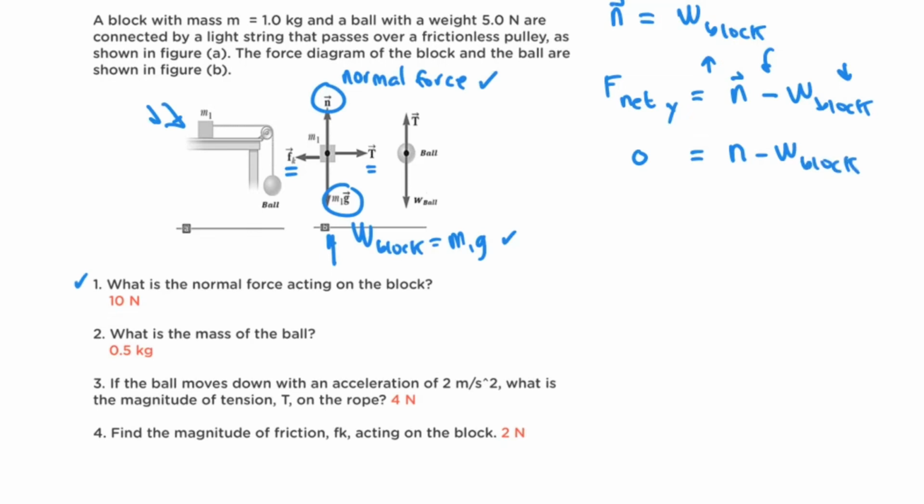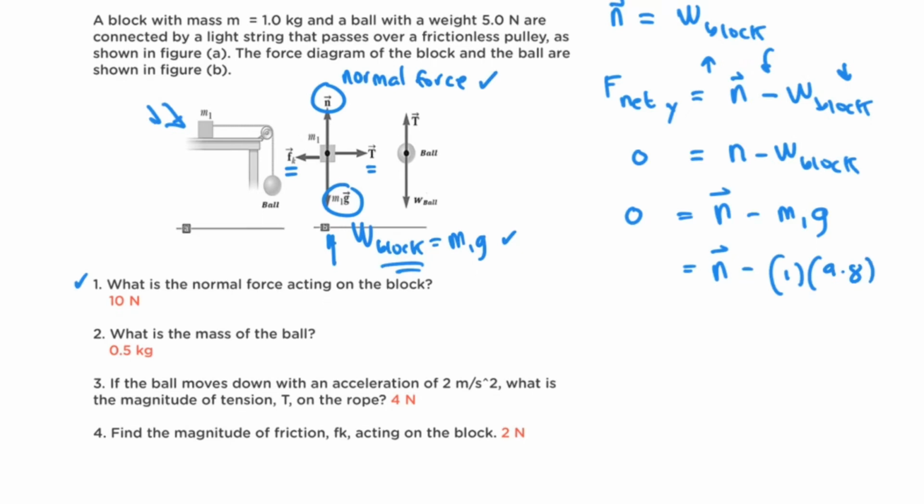So substituting the values or expanding the equation, I will have the normal force N is equal to the weight of the block, which is just equal to the mass of the block m1 multiplied by g. So I will have the normal force is equal to m, which is 1 kilogram, multiplied by the magnitude of the acceleration due to gravity, so that's going to be 9.8 meters per second squared.